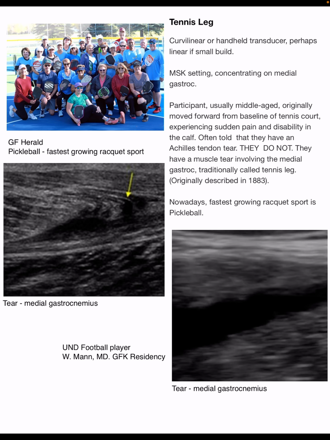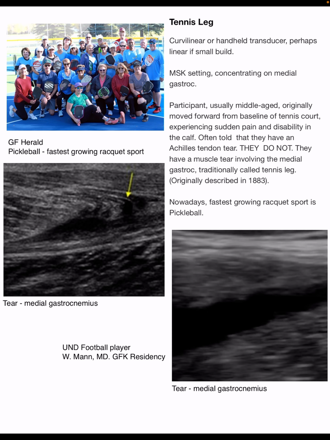On tennis leg, a curvilinear or handheld transducer, perhaps linear if small build, should be used. A musculoskeletal setting should be chosen, and examination should then begin with the medial gastroc.